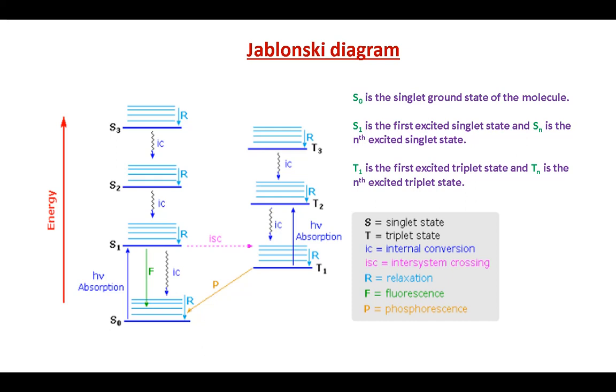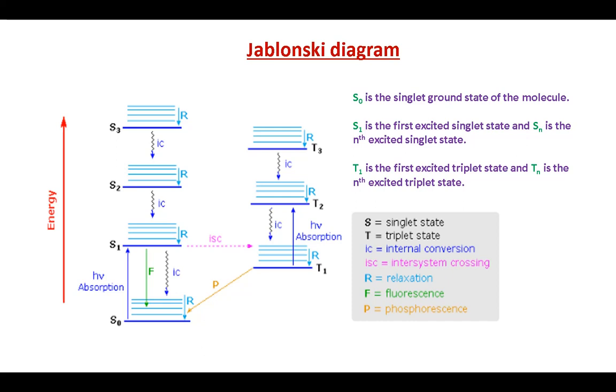Singlet states are denoted by S, and triplet states are denoted by T. S0 is the singlet ground state of the molecule. S1 is the first excited singlet state, and Sn is the nth excited singlet state. T1 is the first excited triplet state, and Tn is the nth excited triplet state.